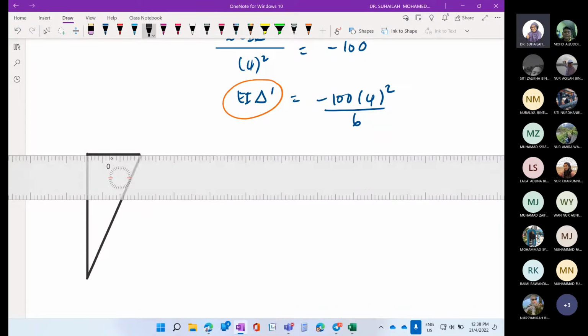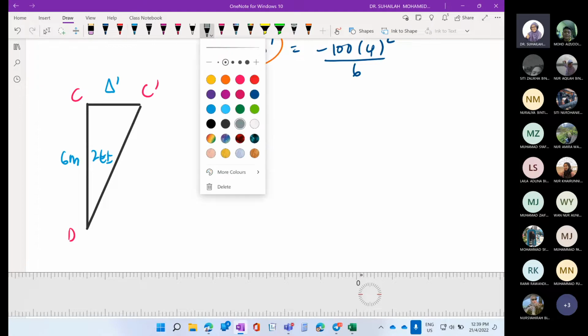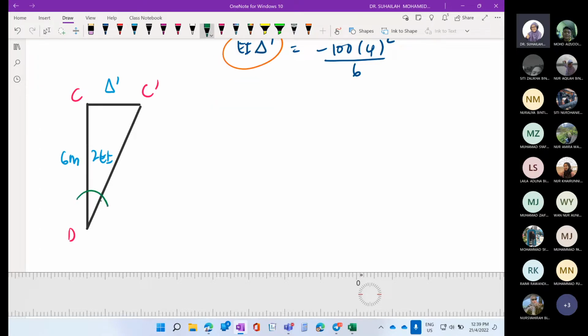Okay, this is CD. So this is C and D. The new position is C prime. Delta is delta prime. Length is 6 meter, and it is 2 EI, right? 2 EI. The angle is again a positive angle.